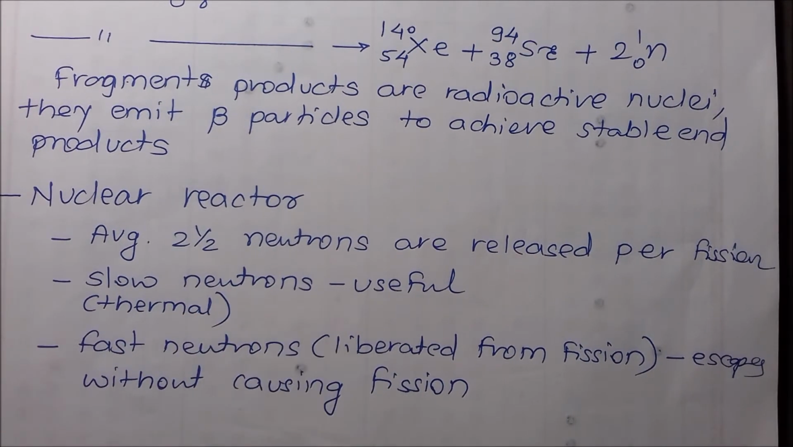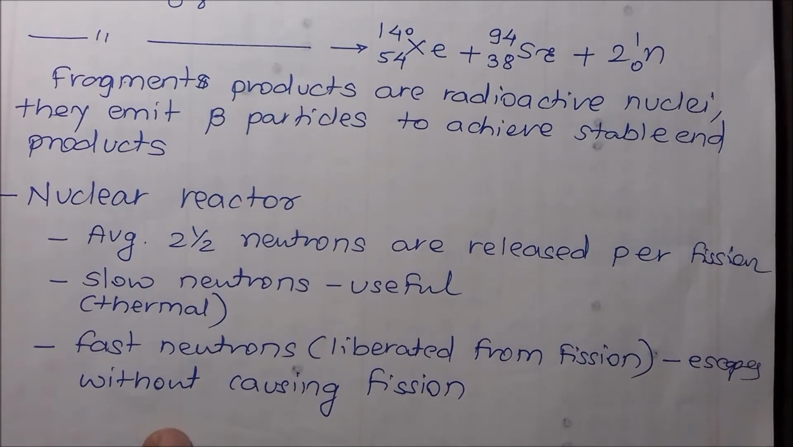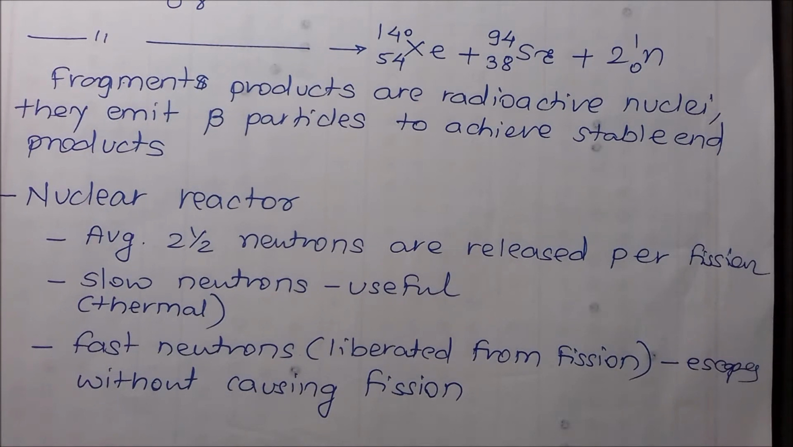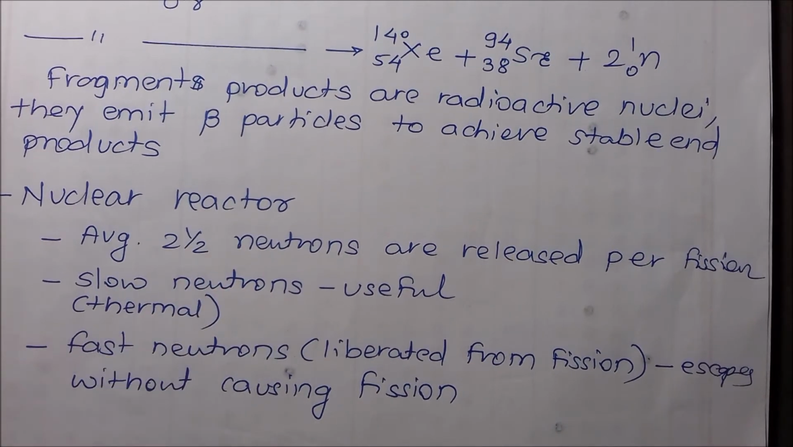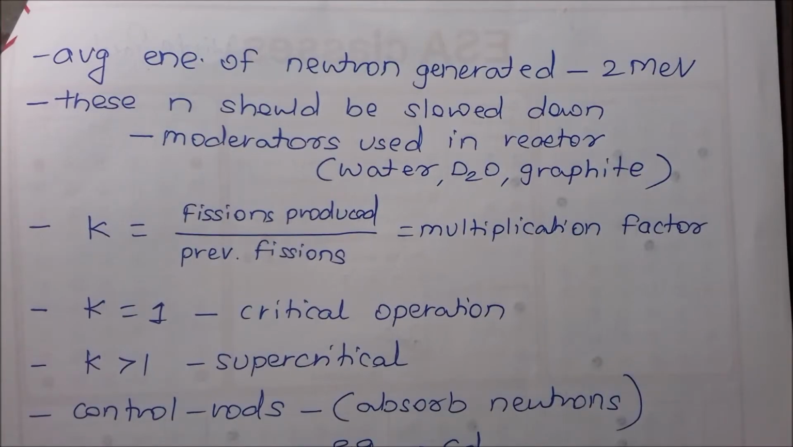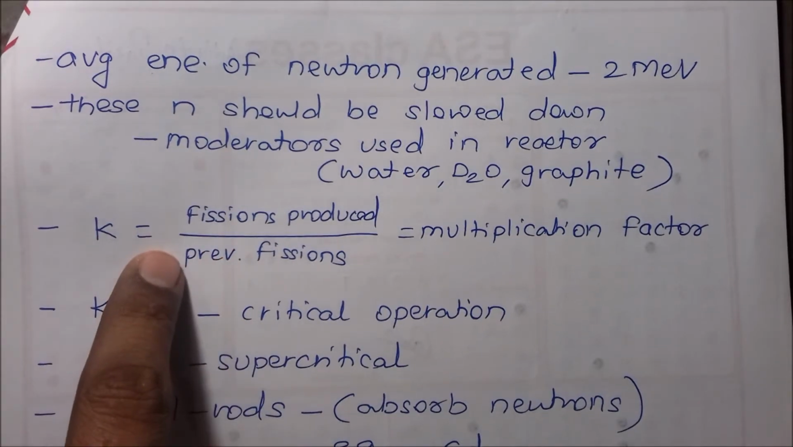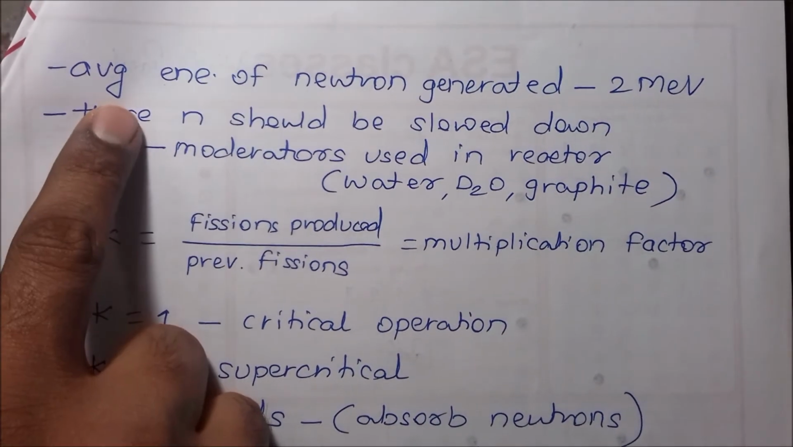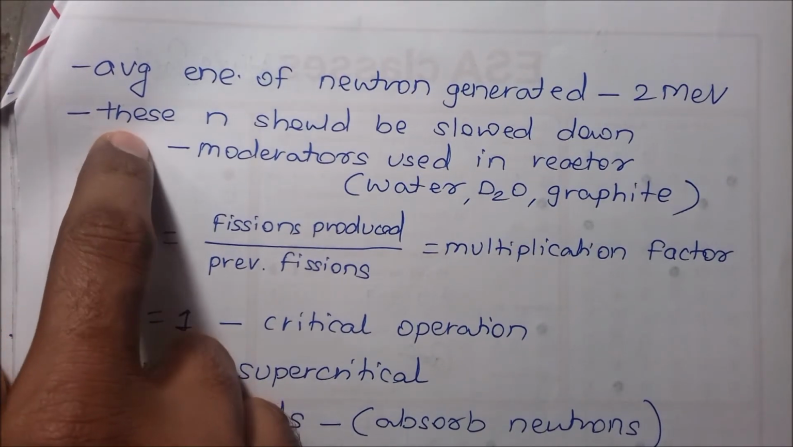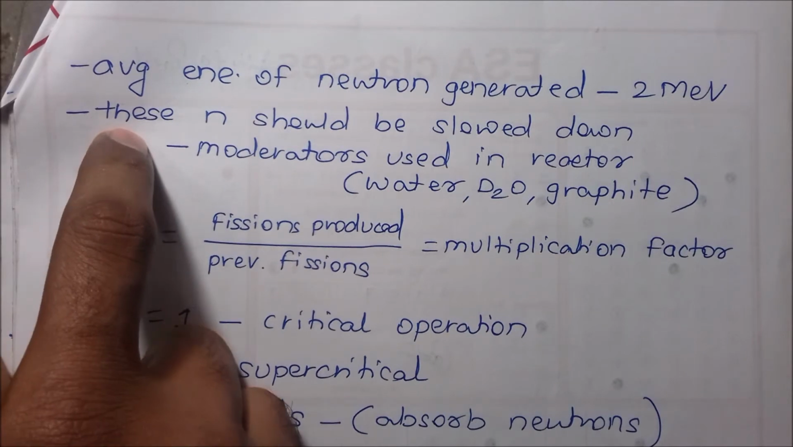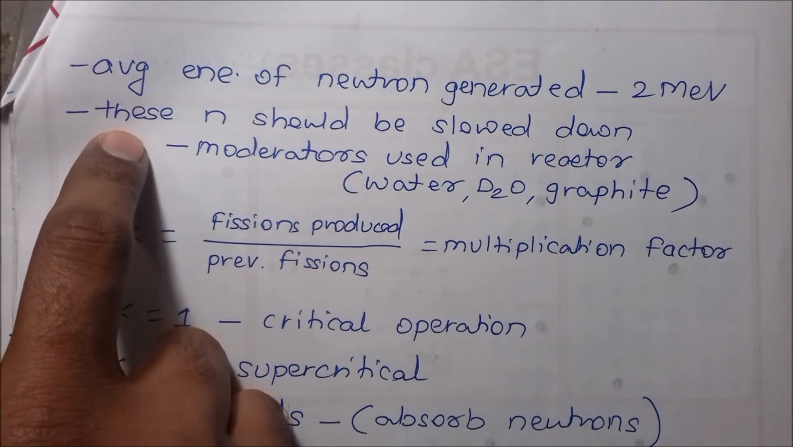Slow neutrons are useful for fission, and fast neutrons are not useful for fission. Fast neutrons escape out of the reactor without causing fission. Slow neutrons are also called thermal neutrons. The average energy of a neutron generated is 2 mega electron volt. These are very fast neutrons, so they are not useful. We need slow neutrons for fission.